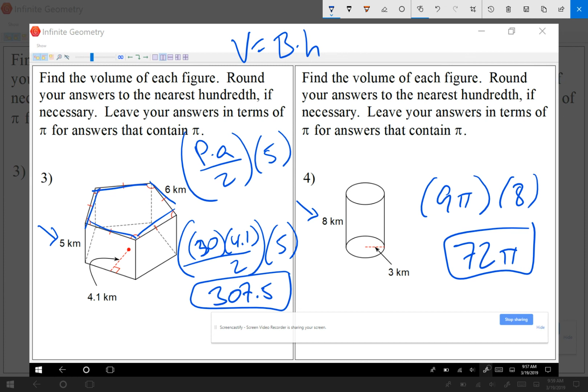Where are you getting the 9 from? 3 squared. Radius squared. 72 pi. I am leaving pi as a pi because it says leave your answer in terms of pi for answers that contain pi. Circles have pi, so there's a pi because it's a circle. Area of the base times height.